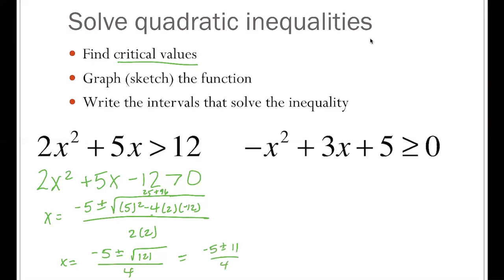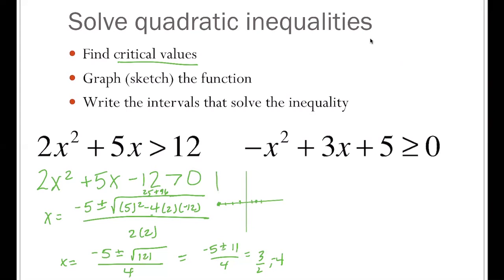So if we found our two critical values, we'd have -5 plus 11, which is 6. 6 over 4 reduces to 3/2. -5 minus 11 is -16 divided by 4 is -4. So those are our two critical values. Those are our two x-intercepts for that problem. So if we looked at this in terms of a graph, we know our quadratic opens up. I know it crosses at -4 and at 3/2.